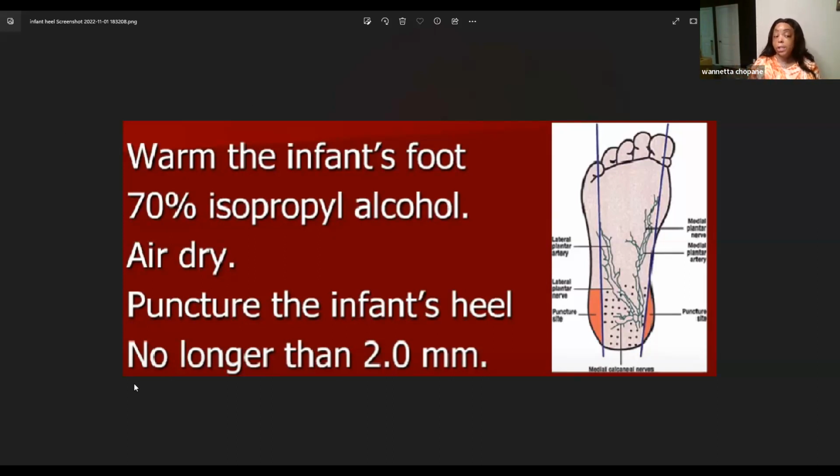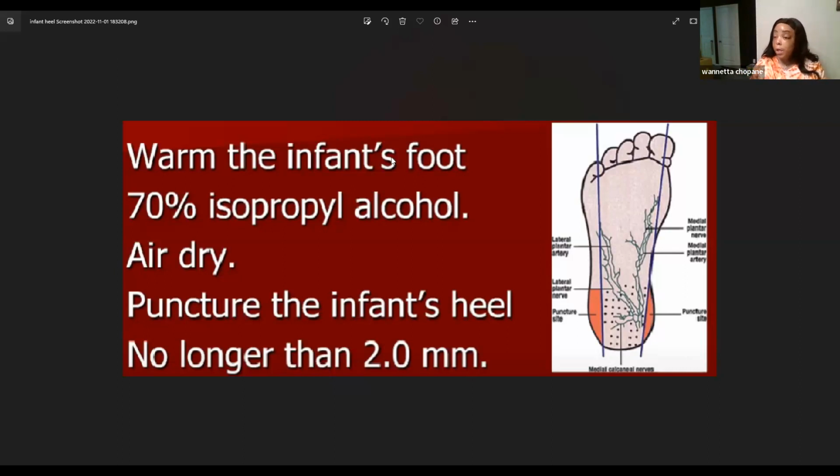Remember the lancet you see right here at the bottom, the lancet should be no longer than 2.0 millimeters for your infant. That means the depth that it's going to go. You don't want to stick the infant with a bigger depth and penetrate the bone. We don't want to do that, okay? So for infants, remember, the depth of that lancet needs to be 2.0 millimeters, okay?